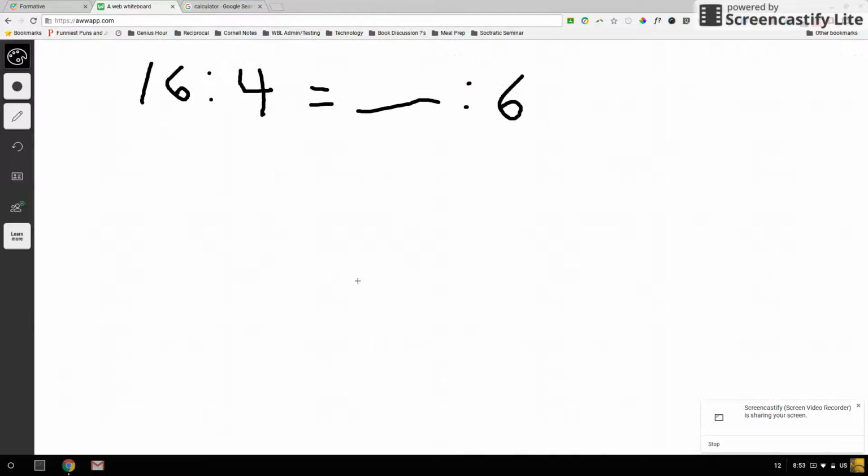Let's look at a little more complex one now. We have 16 to 4 as one ratio equals, and now we're missing the first number, to 6. All right. Our first strategy is always to set it up in that fraction form. 16 to 4 equals something. I'm going to use x again. You could use any letter you want, any variable you want, something to 6.